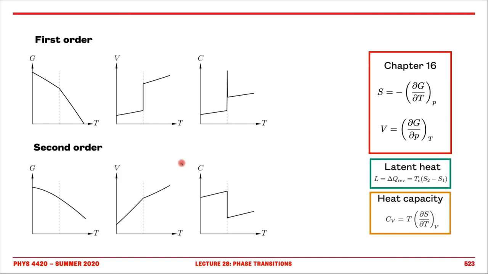On the other hand, if you have a second order transition, you see that the derivative of the Gibbs function is continuous. The volume does not have a discontinuity, right? The volume is the derivative of this plot here. But the derivative of the volume can be discontinuous. And if the first derivative of the volume is discontinuous, just like here, that means it's going to be reflected in the heat capacity, for example. So if the heat capacity, which is a second order derivative of the Gibbs function, is discontinuous, then it's a second order phase transition. This is as simple as that.